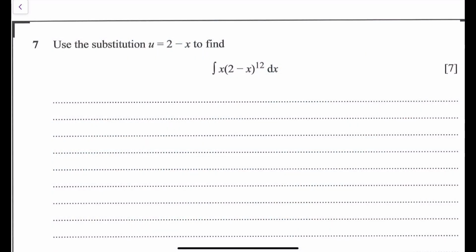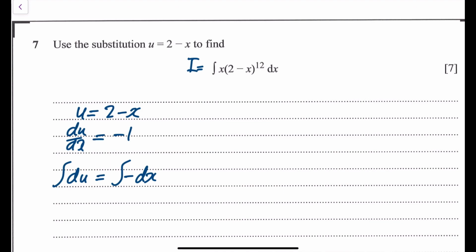Question 7 is an integration by substitution question. It says use the substitution u is equal to 2 minus x to find the integral of x upon 2 minus x to the power of 12 dx. So I just like to call that I, my integral, and I'll say u is equal to 2 minus x. First thing you do is du by dx, which just gives you minus 1. Then if you separate the variables, as if you're multiplying across by dx, that tells you minus dx changes to du. That means minus the integral of du is what you're going to change your integral sign and dx to.